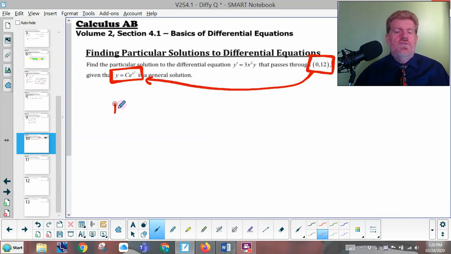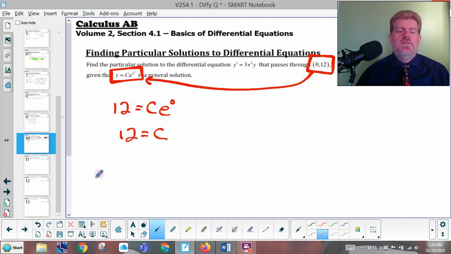So the y value is 12. And 0 cubed is 0. So e to the 0 is 1. We have that. So our particular solution is 12e to the x cubed.